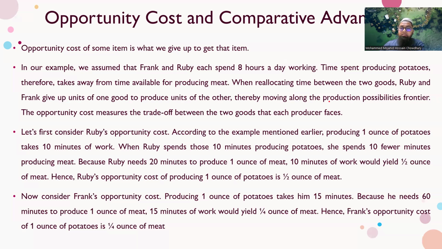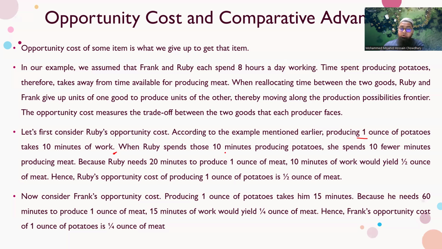So when reallocating time between two goods, Ruby and Frank give up units of one good to produce units of the other, thereby moving along the production possibilities frontier. So the opportunity cost measures the trade-off between the two goods that each producer produces. Let's first consider Ruby's opportunity cost. According to the example mentioned earlier, producing 1 ounce of potatoes takes 10 minutes of work.